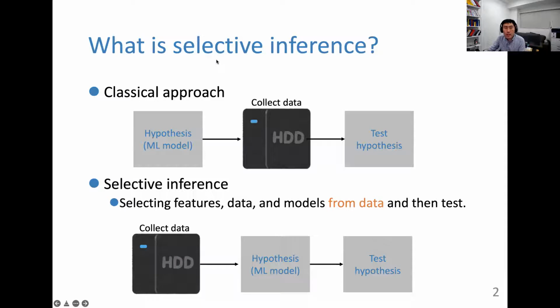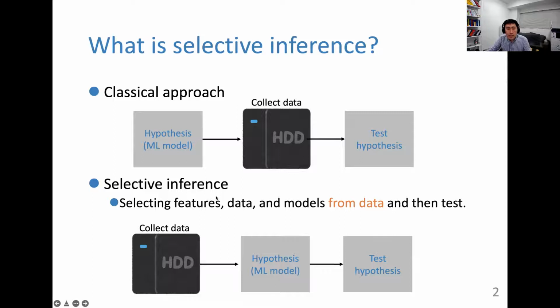I'm not sure many people are familiar with selective inference, but it is basically a kind of hypothesis testing. In the classical hypothesis testing approach, we have a hypothesis first, like an ML model, and after that we collect the data. Then we test the hypothesis. This is the classical approach. But selective inference is a bit different. We first have a data set, then we decide the hypothesis, and then test the hypothesis. This is the difference between the classical approach and selective inference.